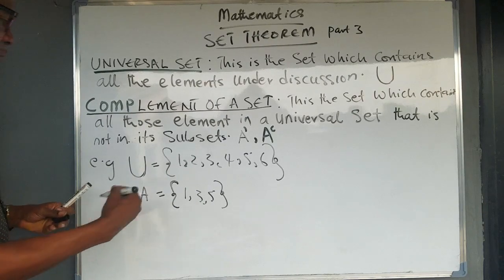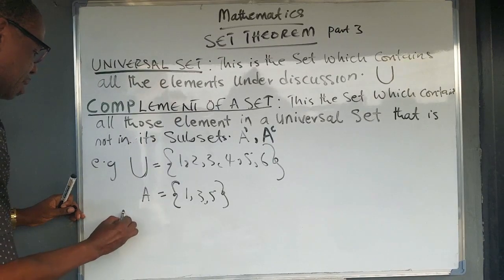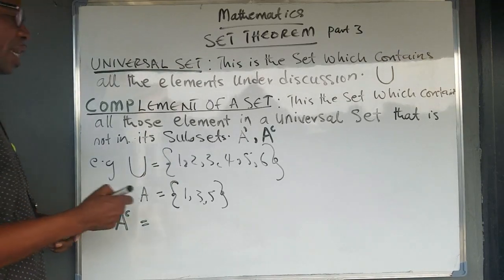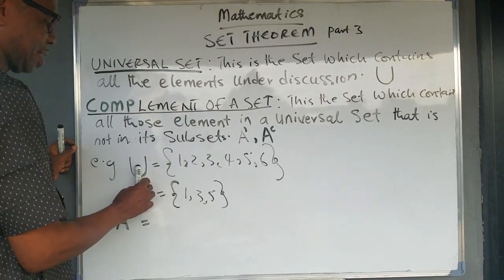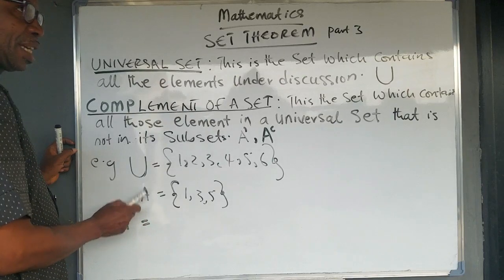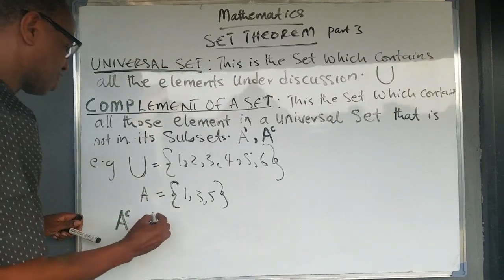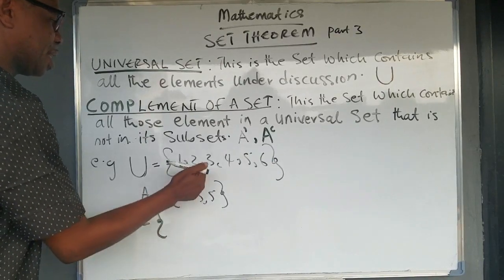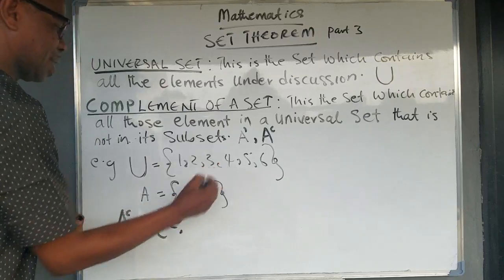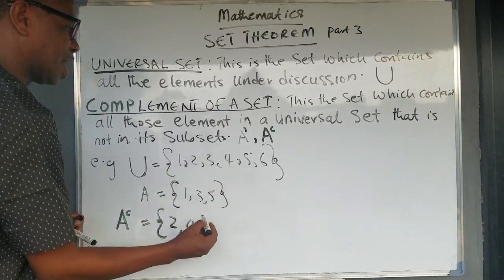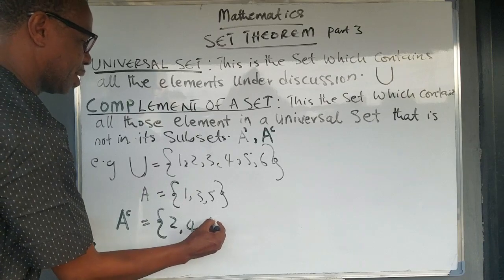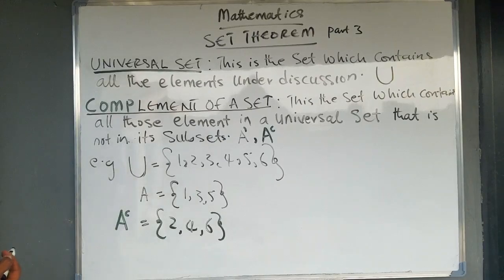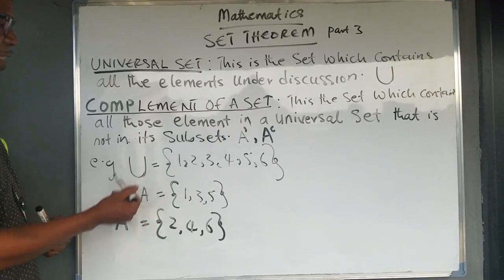Now, if somebody asks me to find A complement, my A complement will be all those elements in the universal set that are not in my subset A. So the answer will be: I have 1, I don't have 2, so 2 is one of them. I don't have 4, 4 is one of them. I don't have 6. So this is now my A complement. Remember that this A is a subset of the universal set U.